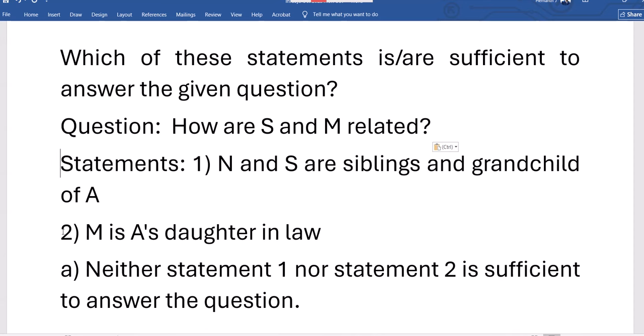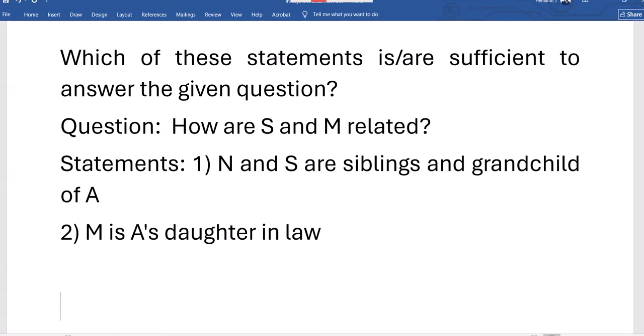How are S and M related? To decide this, which statements are required? Is it one alone? Is it two alone? Both together not sufficient? First of all, alone is not possible because the relation is between S and M. In statement 1 only S is there. In statement 2 M is there. Combined is not available in one statement. So statement 1 alone not possible, statement 2 alone not possible.